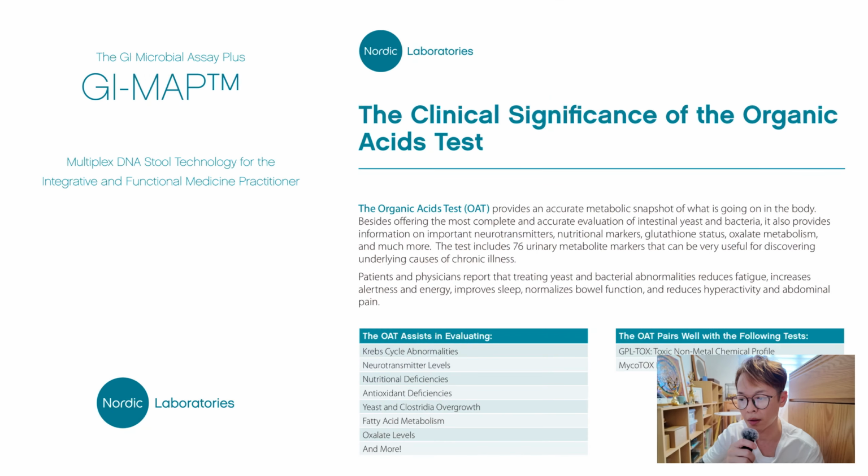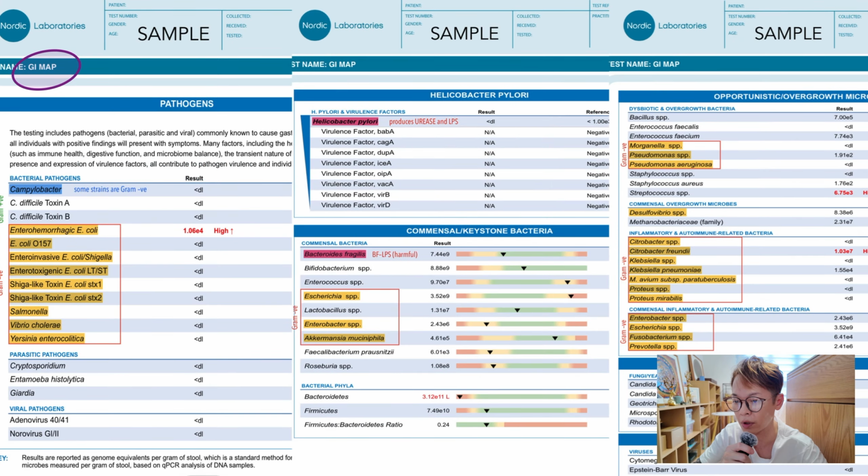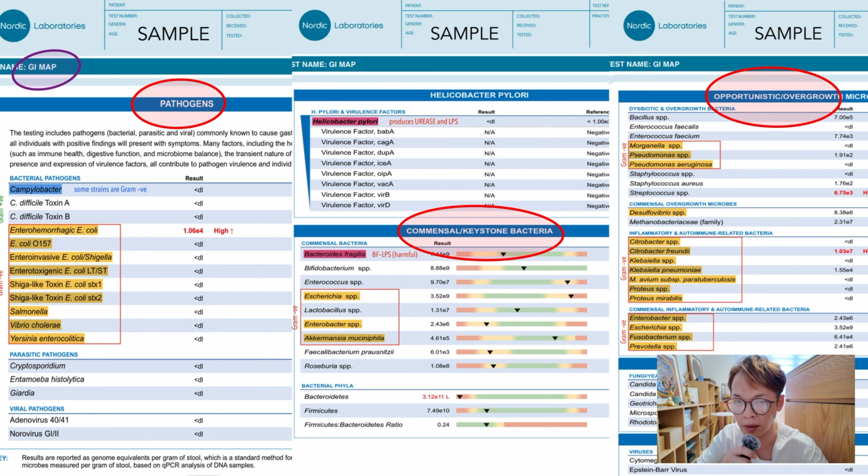In terms of lab testing, I would say the GI-MAP stool test and organic acid urine test will be my preferred choice. If you're looking for a more complete microbiome picture, including pathogens, the good and bad bugs, parasites and candida, the GI-MAP will be the test to go.